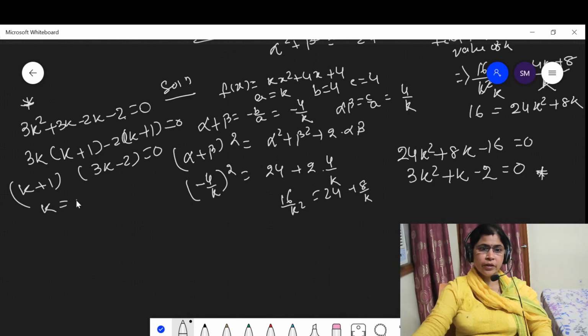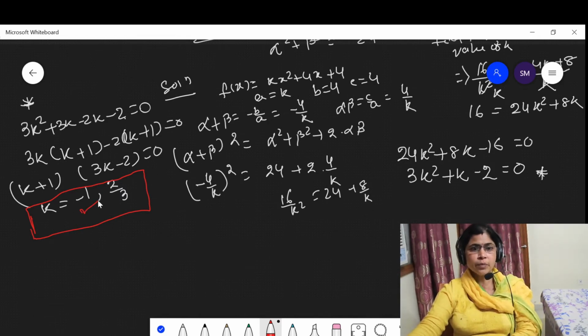Then k is equal to minus 1 and another is 2 upon 3. Then here by solving this we come to the conclusion that the value of k is minus 1. There are two values of k. One is minus 1, another is 2 upon 3.